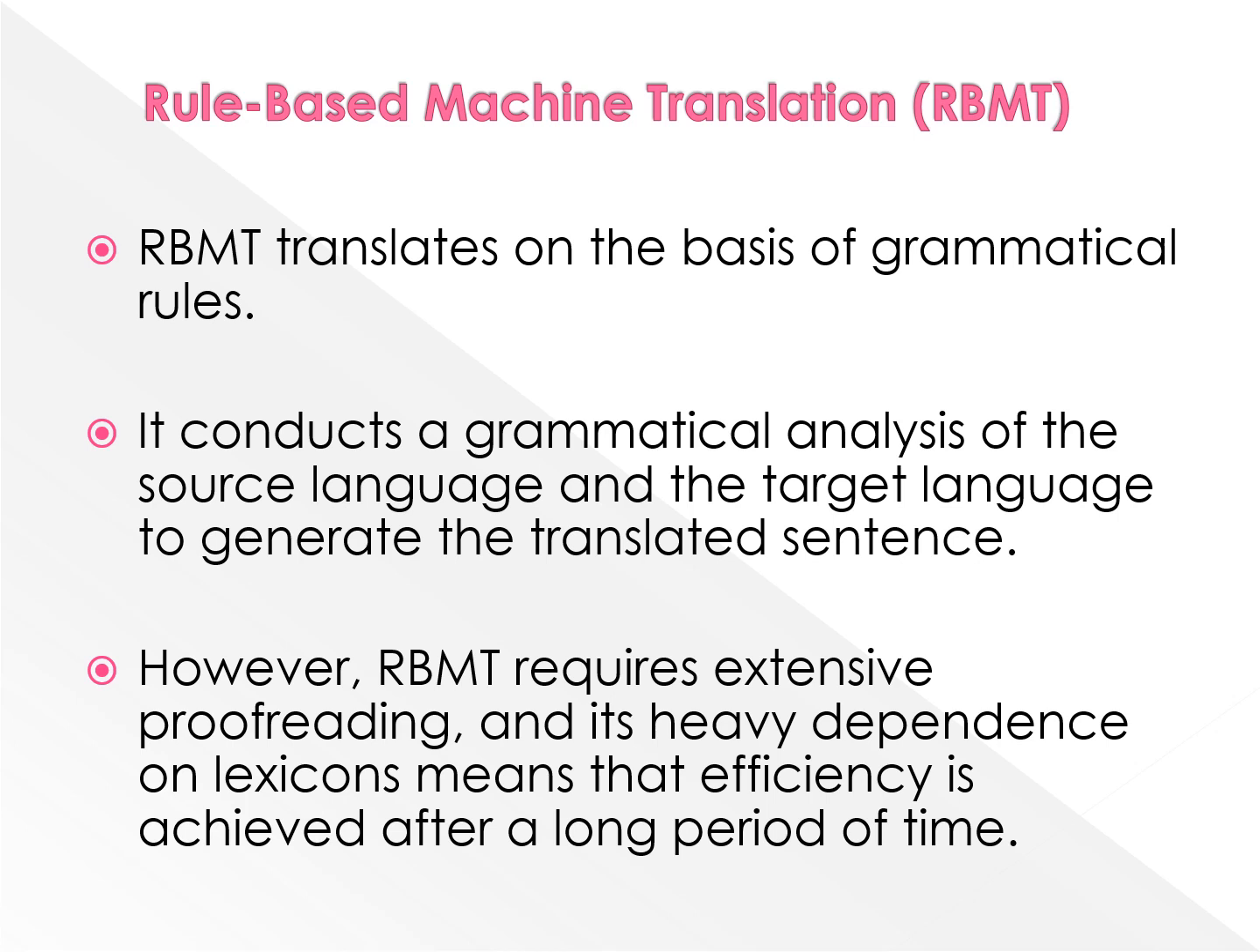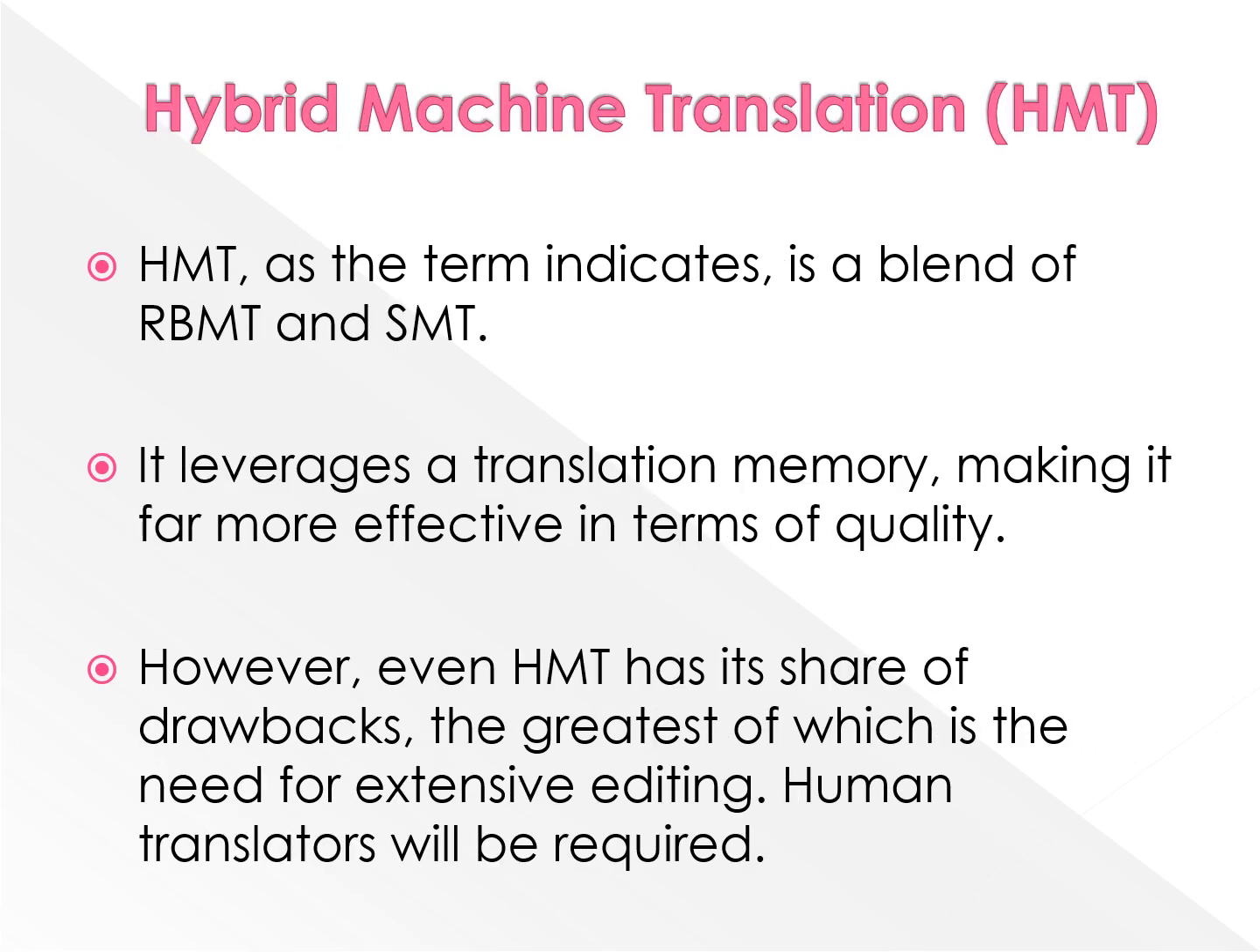Okay. Next, the second type of machine translation is called RBMT, or rule-based machine translation. So this kind of machine translation works on the basis of grammatical rules. So it conducts a grammatical analysis of the source language and the target language to generate the translated sentence. However, RBMT requires extensive proofreading, and its heavy dependence on lexicon means that efficiency is achieved after a long period of time.